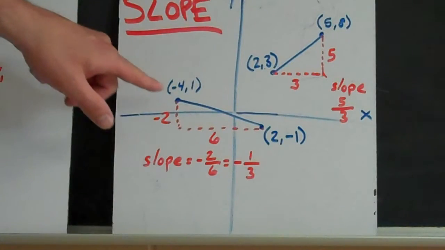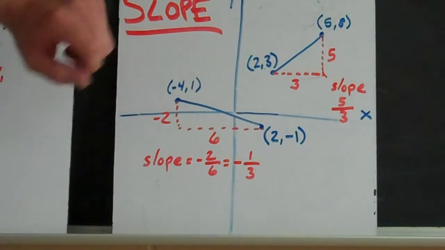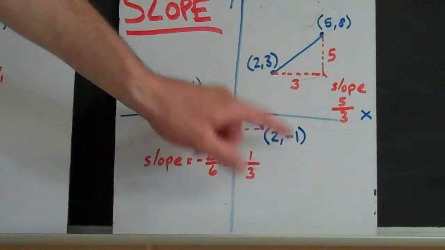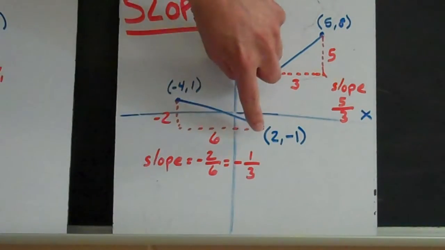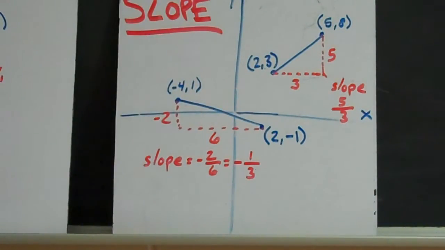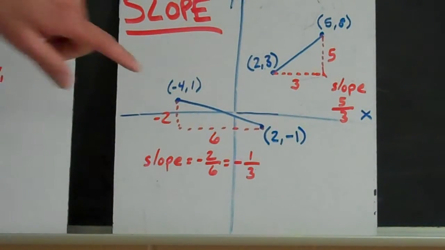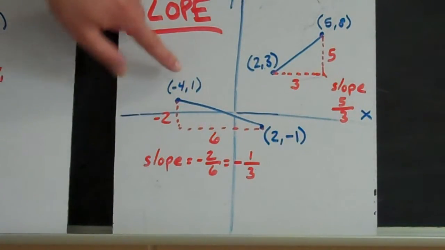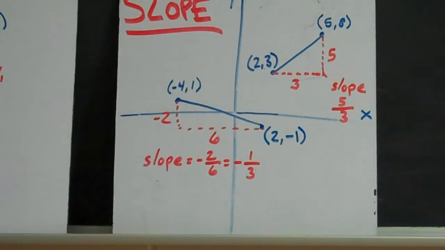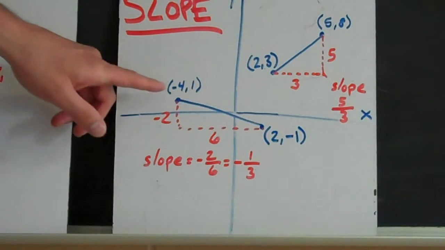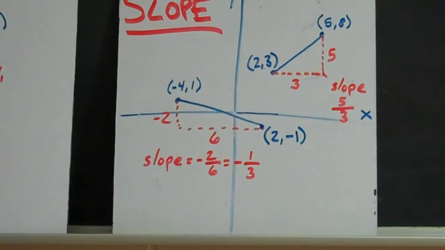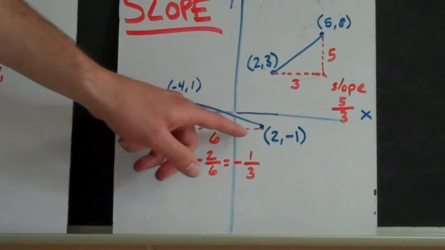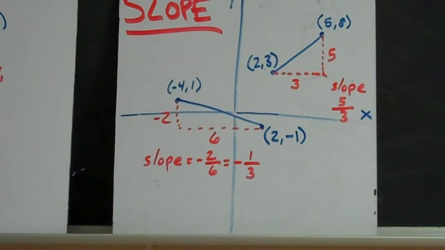We can do the same thing with this set of points over here. We have the point (-4, 1) and the point (2, -1). We draw a vertical line and a horizontal line, and we find the length of each side of the triangle. For our vertical line, it's going from 1 down to -1. That's a distance of 2 units, and since it's going down, we're going to make it a -2. From -4 over to 2, that's a distance of 6 units. So the width of our triangle, the base of our triangle, is 6.